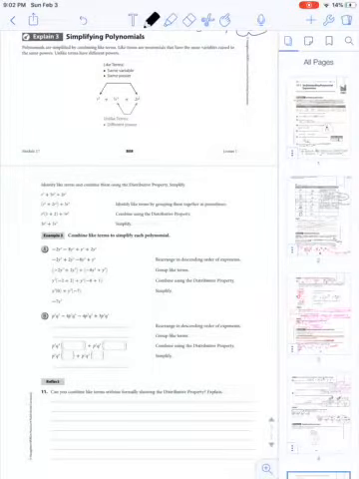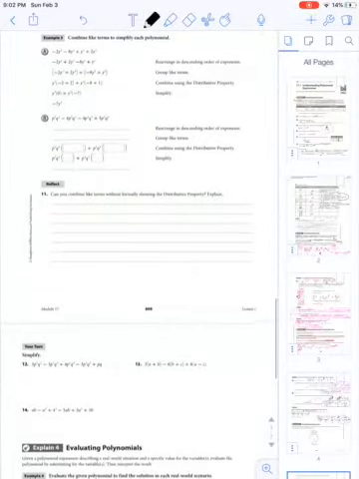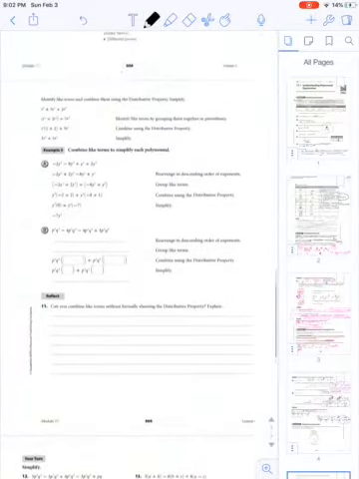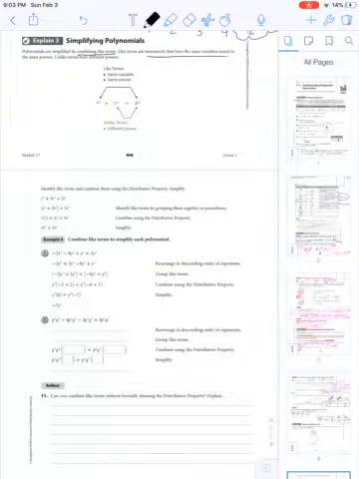So again, we're continuing on with 17.1, understanding polynomial expressions. We're on page 808, and we will go to page 810. Okay, so simplifying polynomials. Polynomials are simplified by combining like terms. Like terms are monomials that have the same variables raised to the same powers, or same exponents, right? Unlike terms have different powers.